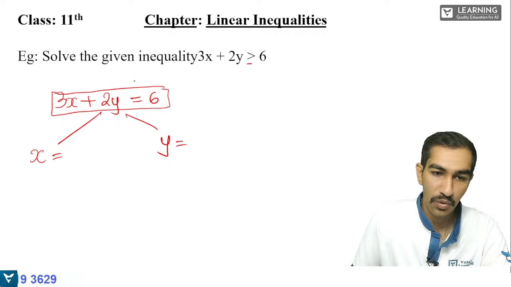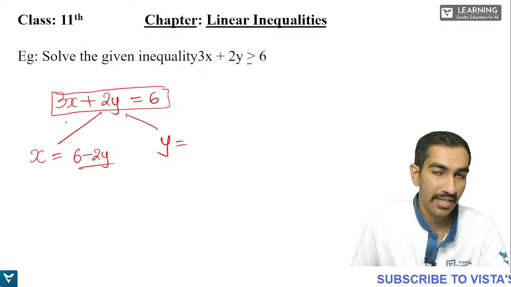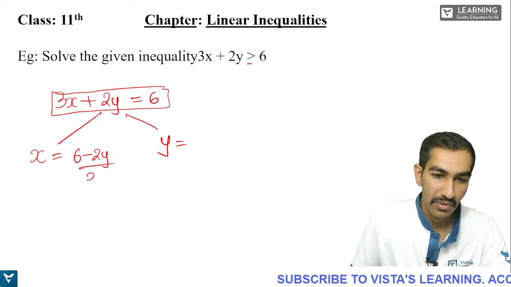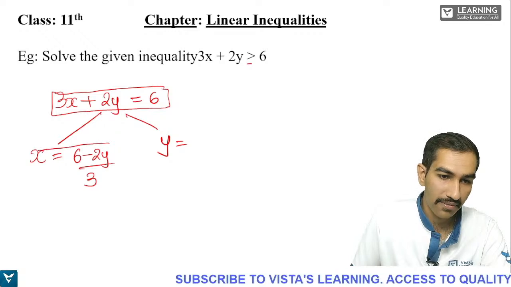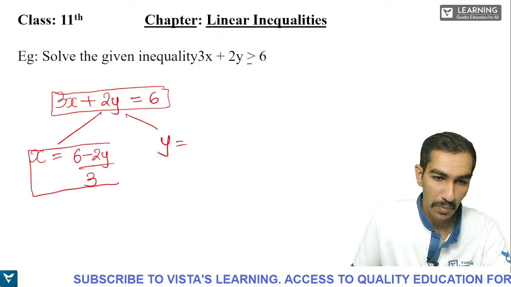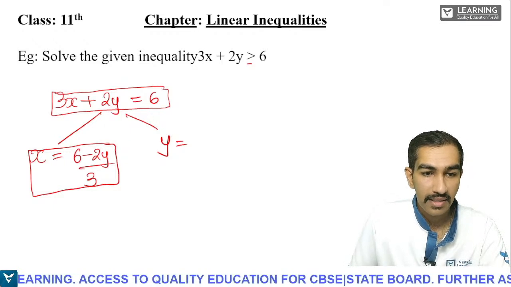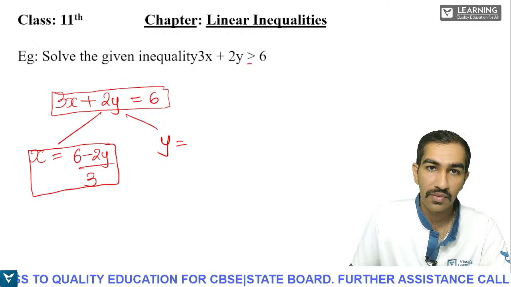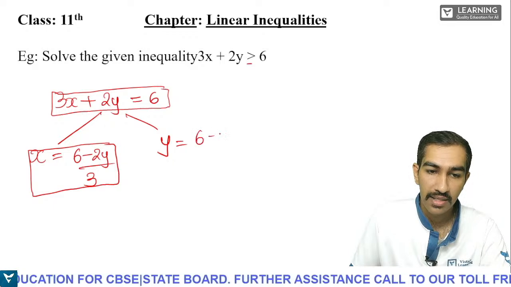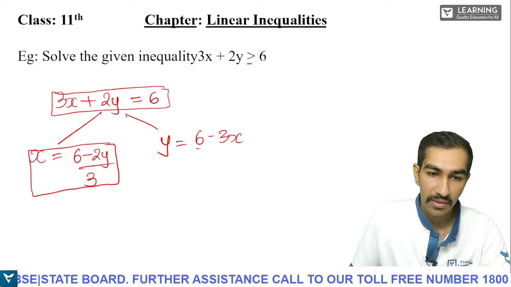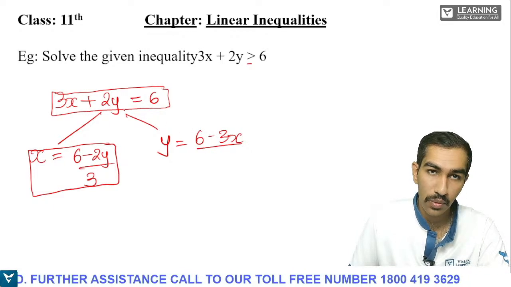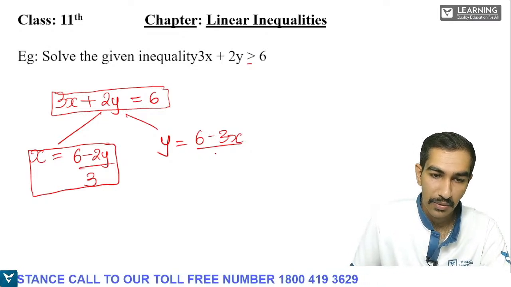So what is x, students? Send 2y to that side. It will become 6 minus 2y. 3x is only remaining on the left hand side, right? Send 3 to this side again, so divided by 3. This is the value of x. Similarly, to get y, send 3x to that side. So 2y will be equal to 6 minus 3x, and also send the 2 to the right hand side, the whole divided by 2.